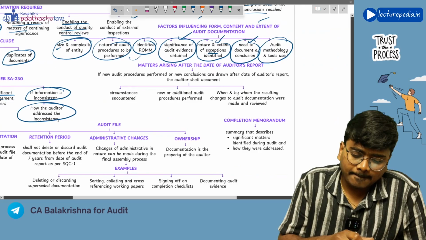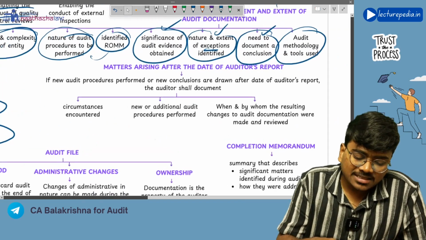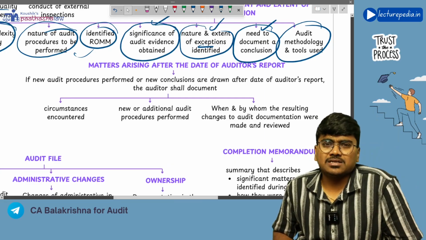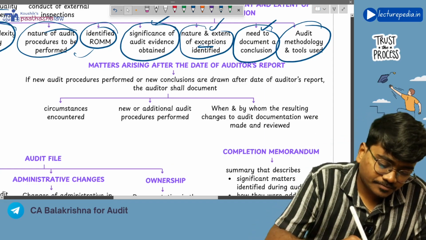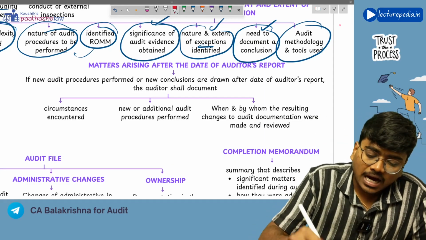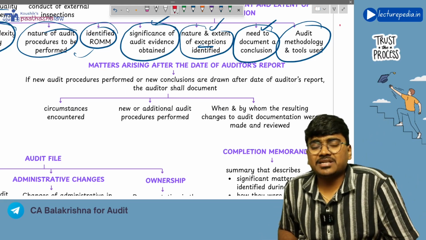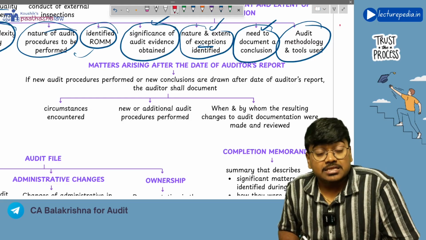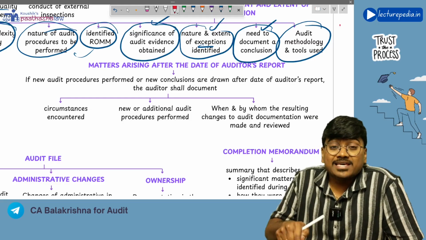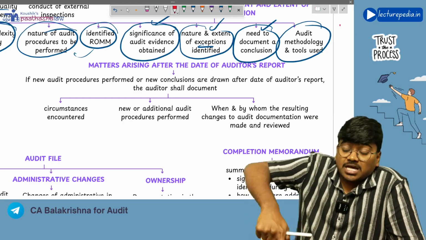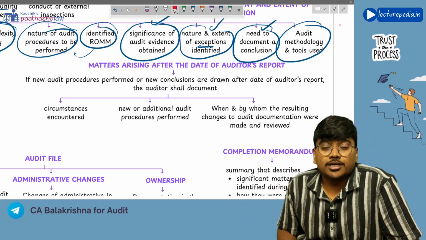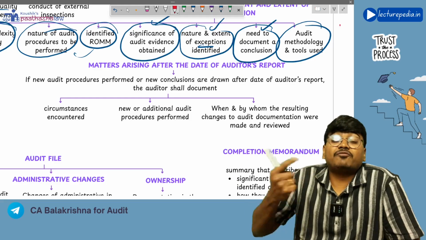Next, matters arising after the date of auditor's report. So now, after the auditor has given his audit report, if at all he has performed any audit procedures, then he should document why he has performed those audit procedures after the date of audit report, and what circumstances have caused the auditor to perform audit procedures after the date of audit report.